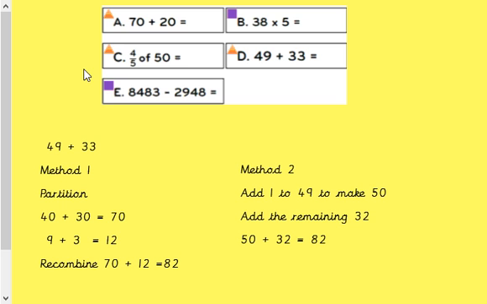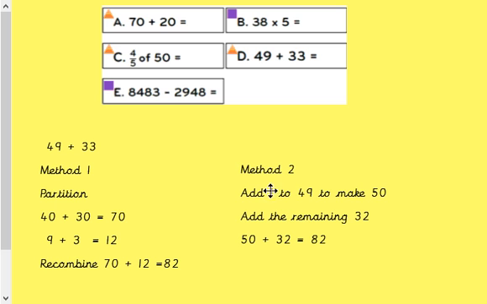Okay, our next calculation there is 49 plus 33. Now, I've given you 2 methods here. The first one I'm going to start with is partitioning. And the reason I've not gone to column addition is because this should be a mental strategy question. So what I've done is broken up 49 and 33. I've partitioned the numbers, and I'm going to add the tens together first. So 40 plus 30 would be 70, and then I'm going to add the ones together. 9 plus 3 would be 12, and if I recombine those numbers, 70 plus 12 will give me 82.